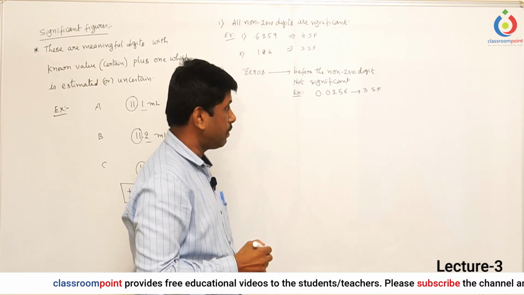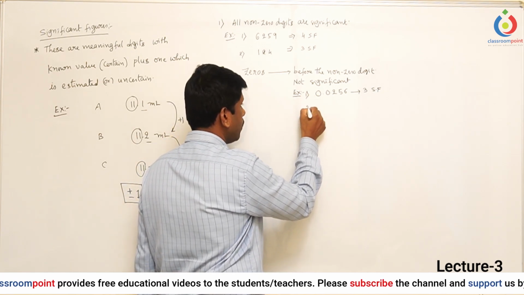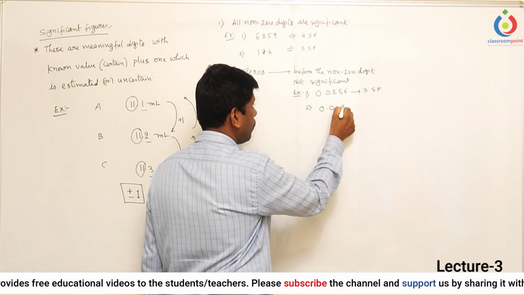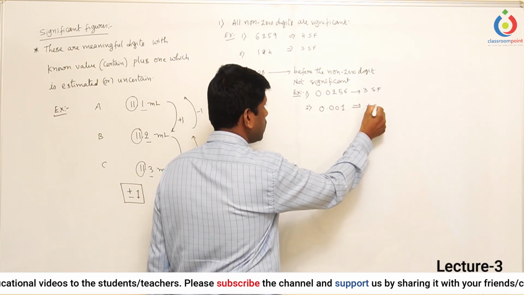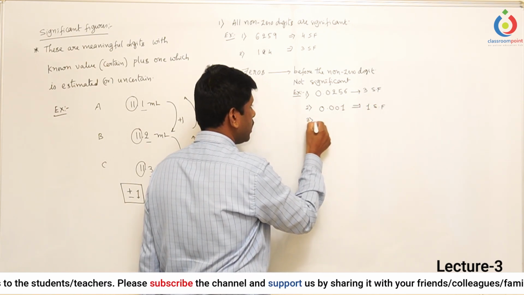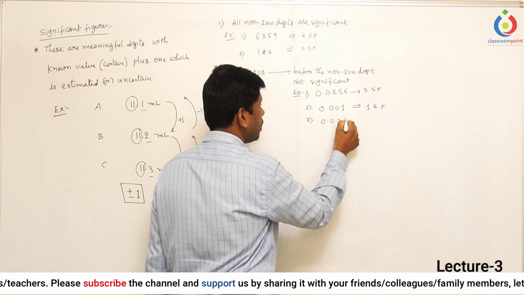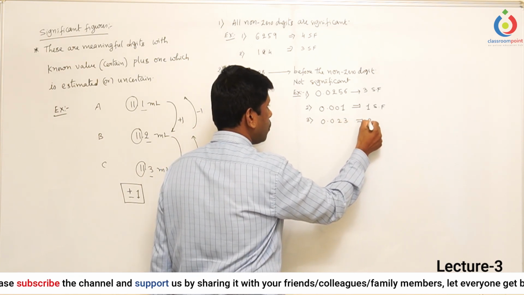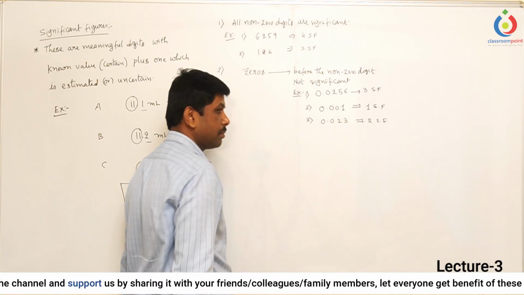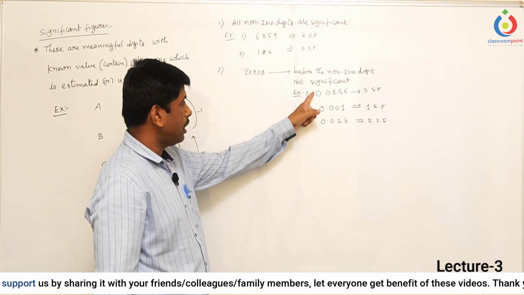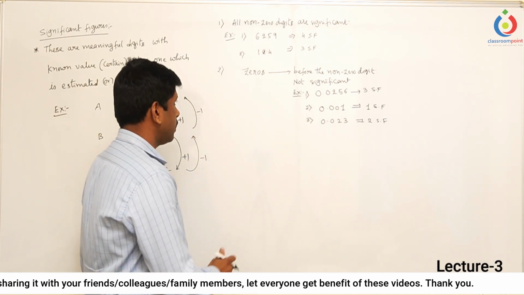SF stands for significant figures. Next, 0.001 is there. Here only one significant figure is there. Let us take 0.023. Here two significant figures are present. So all zeros before the non-zero digit are not significant.